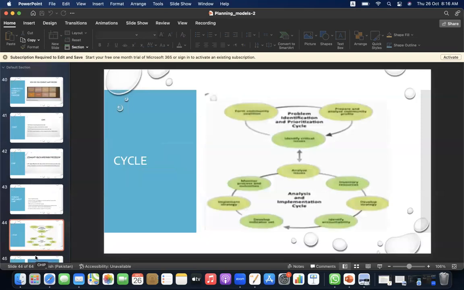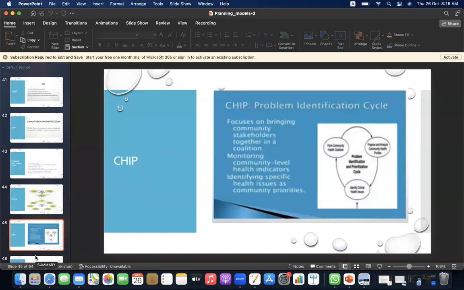So here's the cycle. First, we have to do the problem identification and prioritization, prepare and analyze community profile, and form community coalition, identify the issues here, analyze the issues, inventory sources, develop strategy, identify the accountability, develop indicator set, implement strategy, monitor process and outcomes. So the problem identification cycle focuses on bringing community stakeholders together in a coalition, monitoring community level health indicators, identifying specific health issues as community priorities.